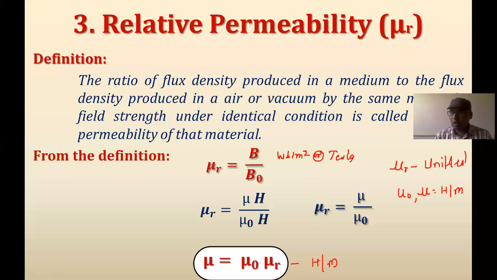Is it right? Out of that, the mu zero, permeability of free space, always has a constant value, 4 pi into 10 raised to minus 7. Mu depends upon the material, and mu r is nothing but mu upon mu zero. It means that the mu r, relative permeability, is also changing with respect to the material here. So these three terms are very important to understand.